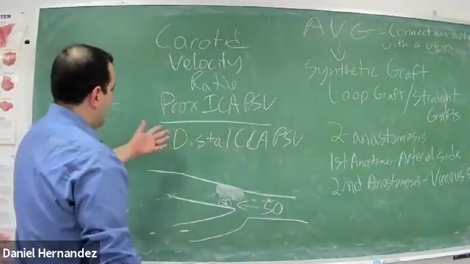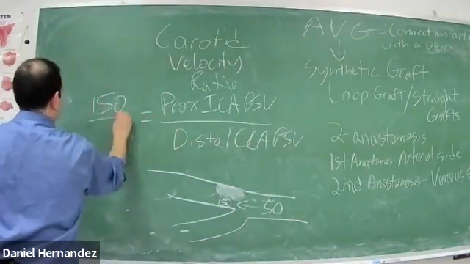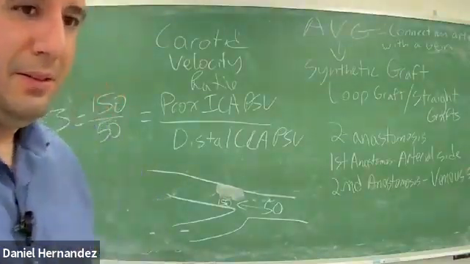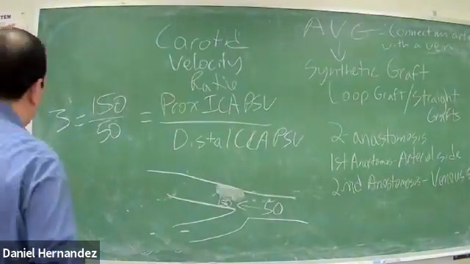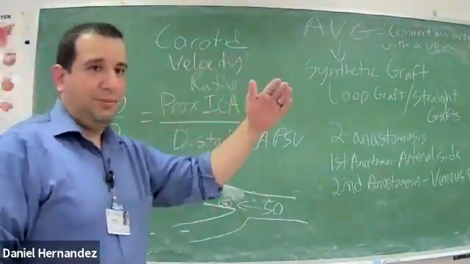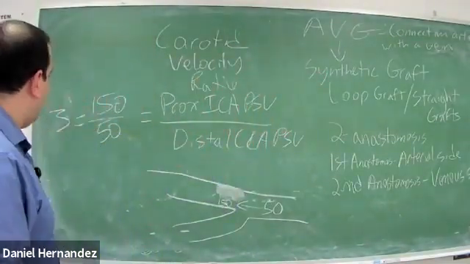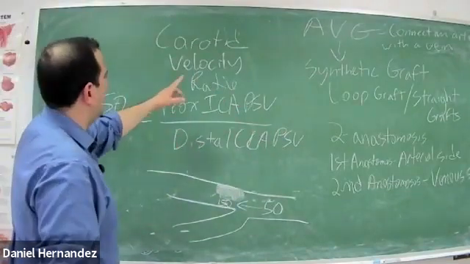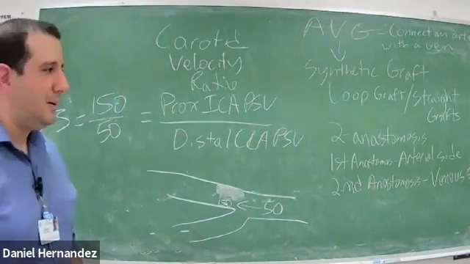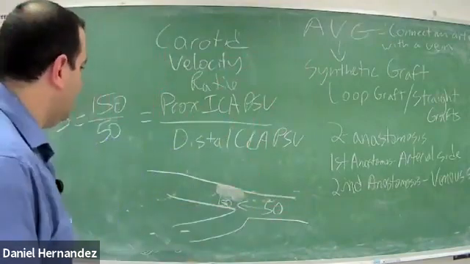If we put this into our ratio, 150 over 50 would give us 3. That would fall within our criteria. A peak systolic velocity of 150 is over 125, between 125 and 230, so that puts us in the 50 to 69%. And if our carotid ratio was 3, that would put us in that same criteria. For 50 to 69%, it's between 2 and 4.